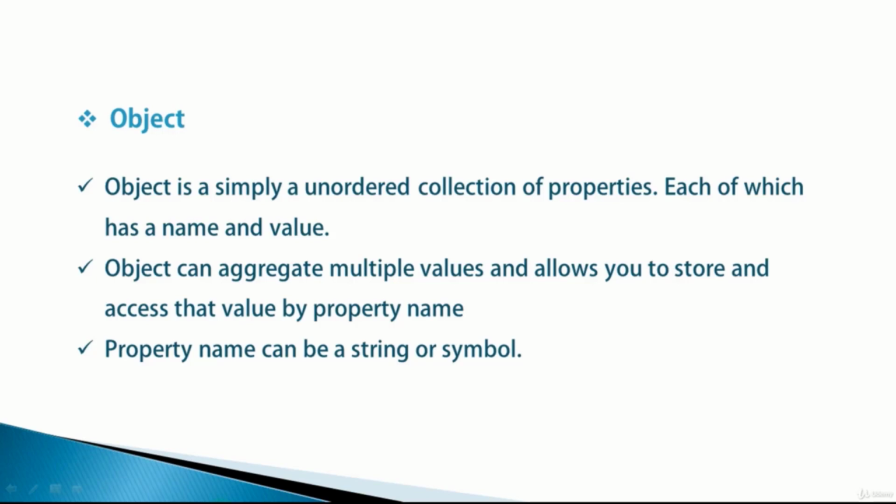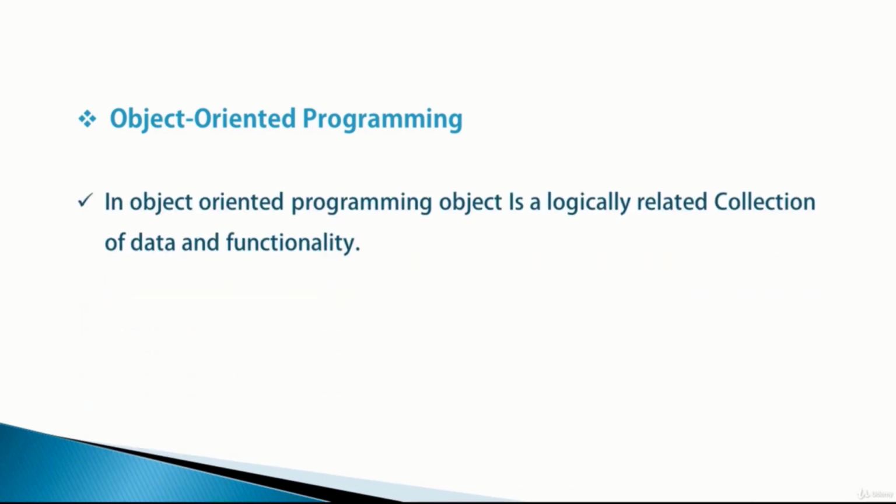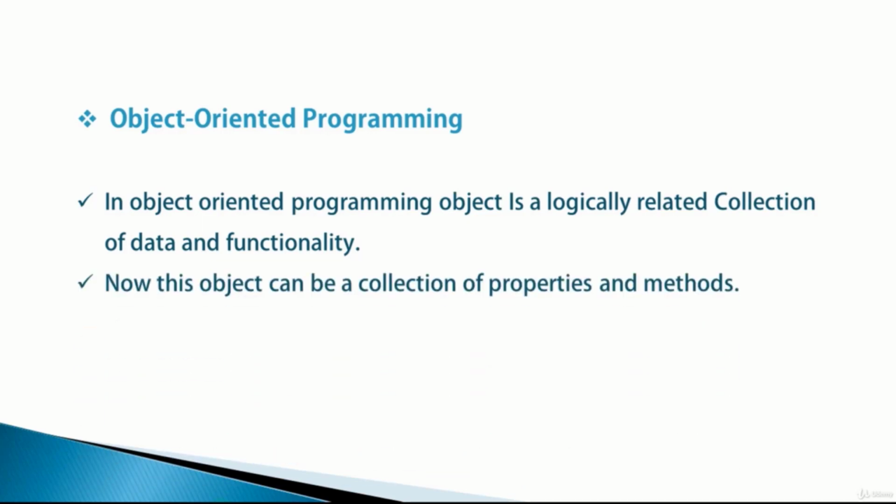Now, we will understand what is the use of object in object-oriented programming. Object-oriented programming is a very important aspect in every programming language. I really hope that you carefully listen to all the instructions and understand what is object-oriented programming. In object-oriented programming, object is a logically related collection of data and functionality. Now, this object can be a collection of properties and methods.